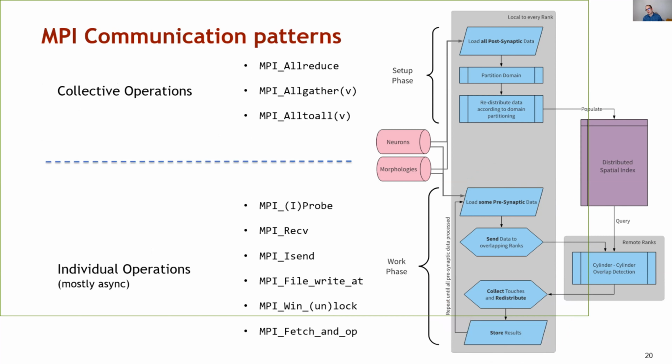The communication patterns we use here are split along the phases. At first, we do a lot of collective operations: all reduce, all gather, all to all, and the vector variants. Then in the second phase, we do a lot of asynchronous sends, a lot of probing, some file writing, and a bunch of window locking, unlocking, and fetching for the one-sided communication.